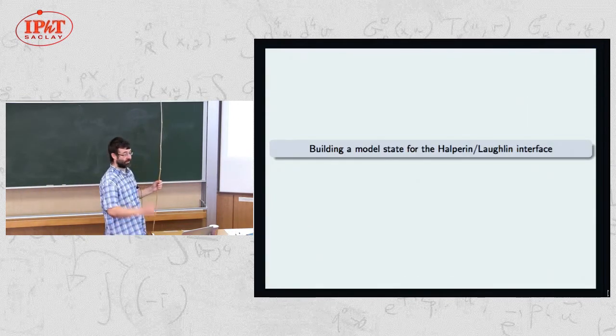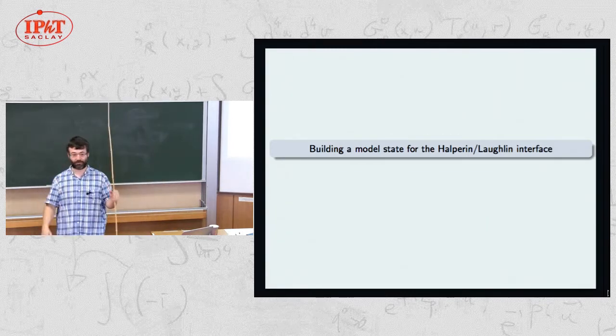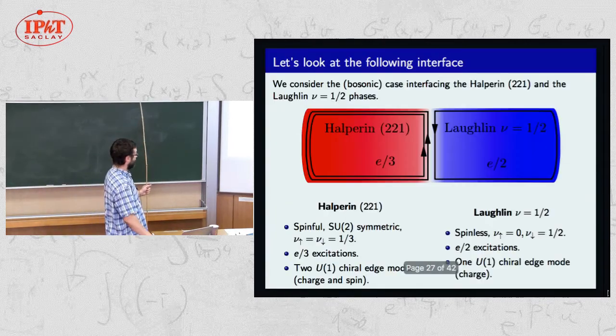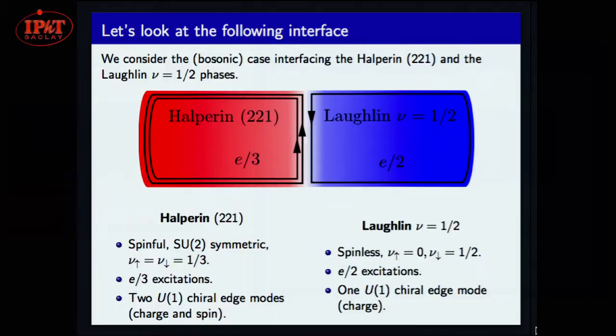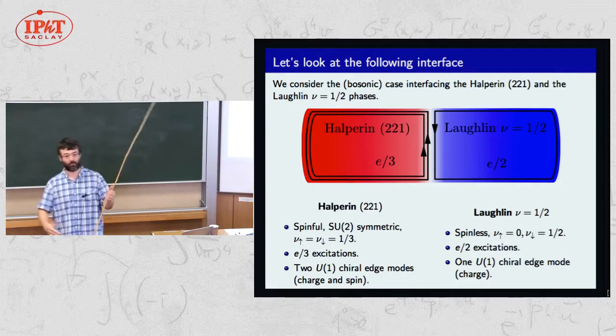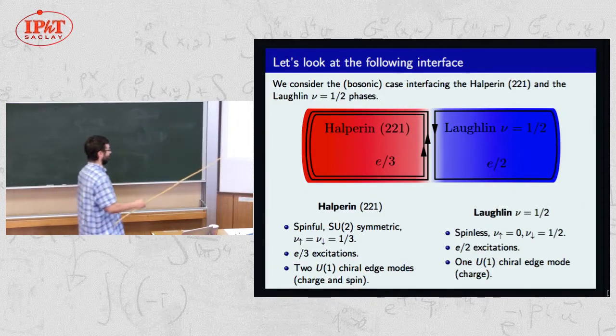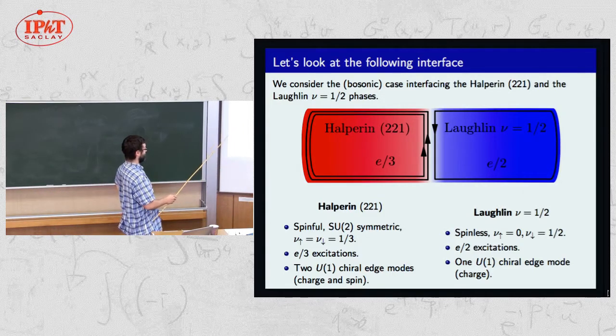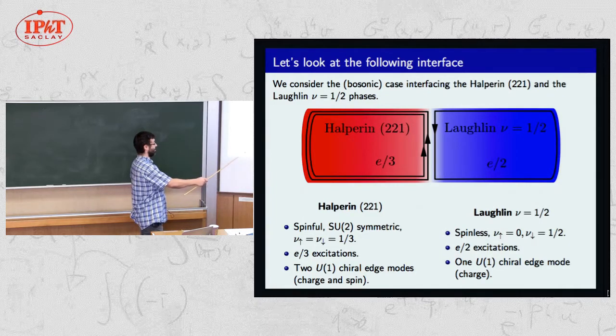Okay, so now that we have the MPS building block, we can do the interface. So which interface are we going to look at? Well, we're going to put a Laughlin 1/2. So these are bosonic. It's a close cousin of the 1/3. It's just the product of (zi minus zj) squared, not cubed. And we're going to make an interface with a Halperin 221 state. So Laughlin is 1/2. We said the fractional excitation is e/2. And at the edge, there's just one chiral boson.